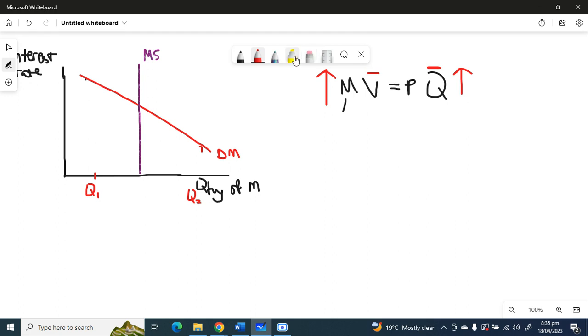Are we okay with that, colleagues? Inflation is directly proportional to the money supply. All right. Inflation directly proportional to money supply. Any questions?